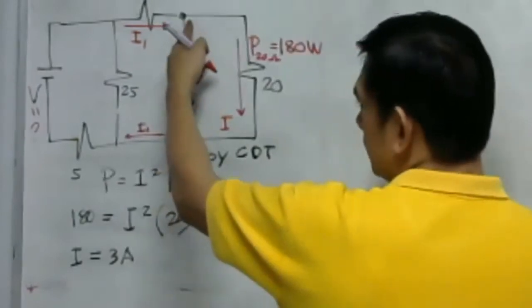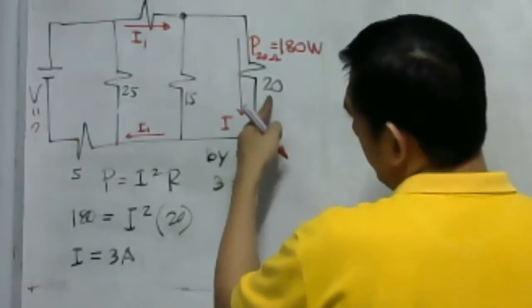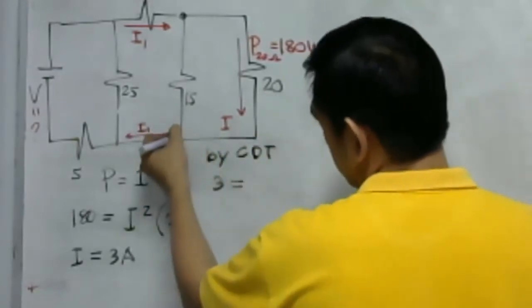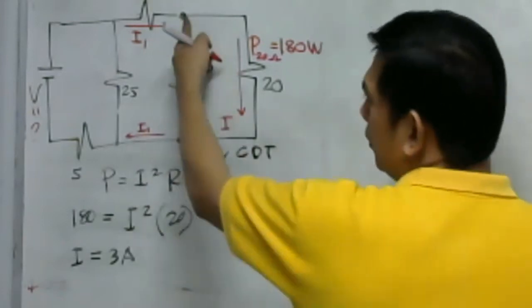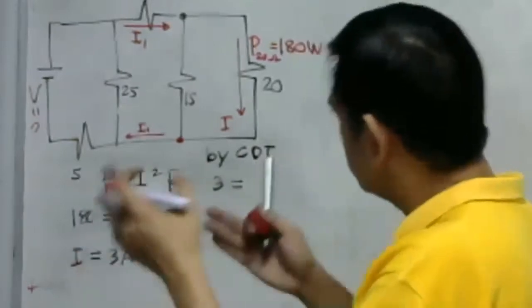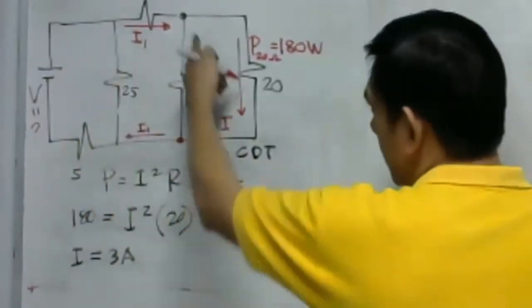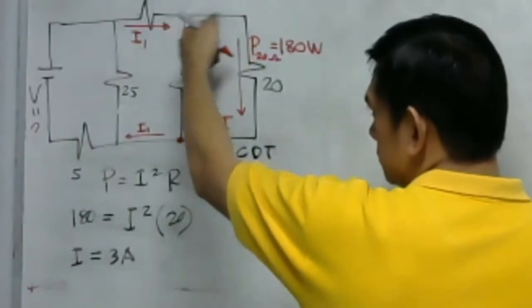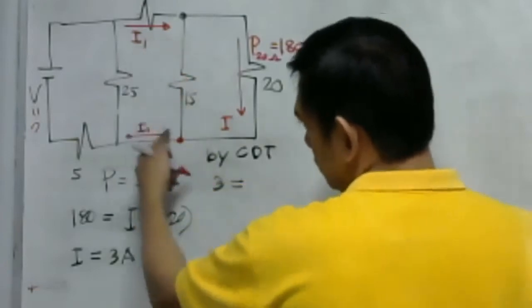By the way, this is a purely parallel circuit. The 15 and 20 ohm are a parallel circuit. This is the common node. If we are talking of a parallel circuit, there are always two common nodes: the upper portion and the lower portion. This is I1, this is also I1.